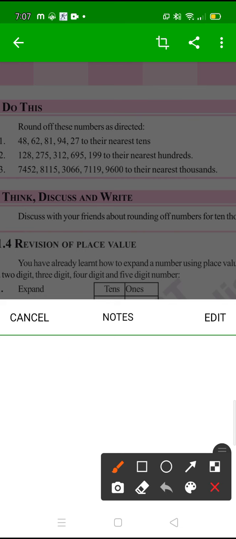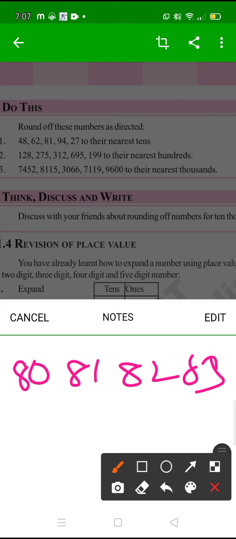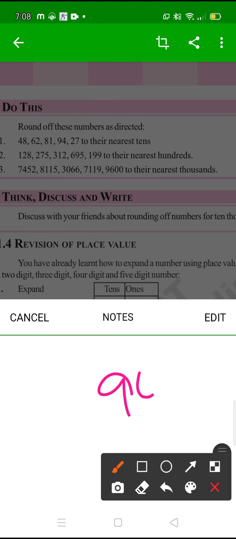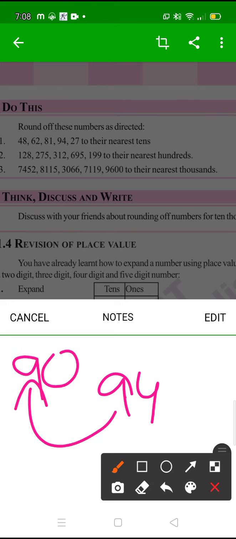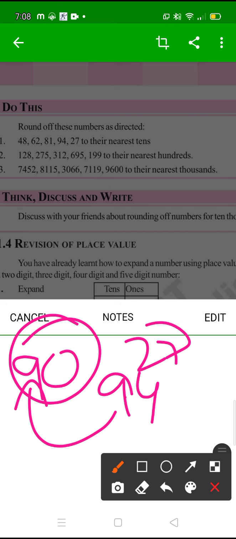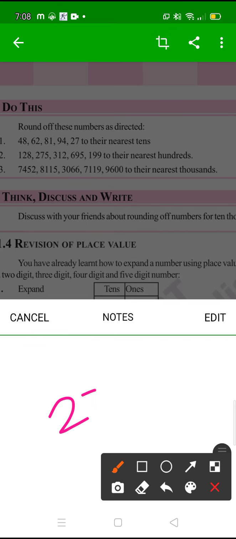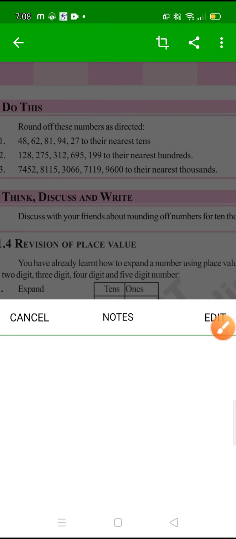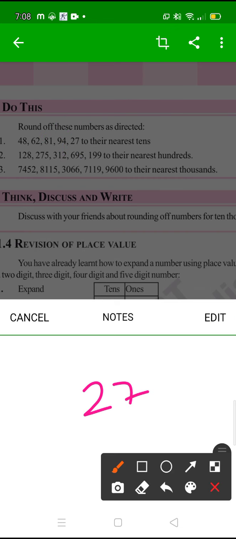Next, see, 81. 81 is rounded off to 80, like 81, 82, 83, you have. So 81 is rounded off to 80. 94 is nearer to 90, so 94 is rounded off to 90. 27 is nearer to 30, so it is rounded off to 30.